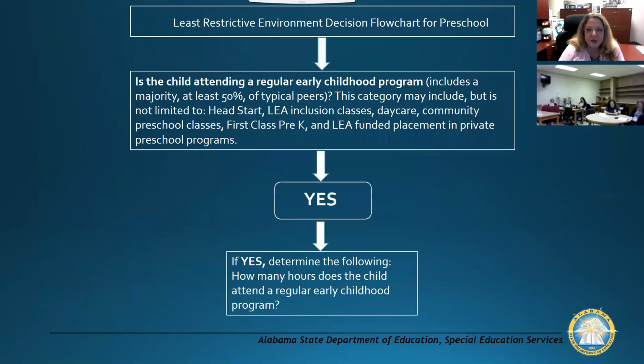All right, our next theoretical child is Michael. Michael's a 3-year-old male, and he is eligible for special education services in the area of speech language impairment. The team is considering Michael's unique needs and answers the question, is he attending a regular early childhood program that includes at least 50% typical peers? The answer for Michael is yes. He goes to a preschool daycare. So next arrow down, how many hours does he attend?